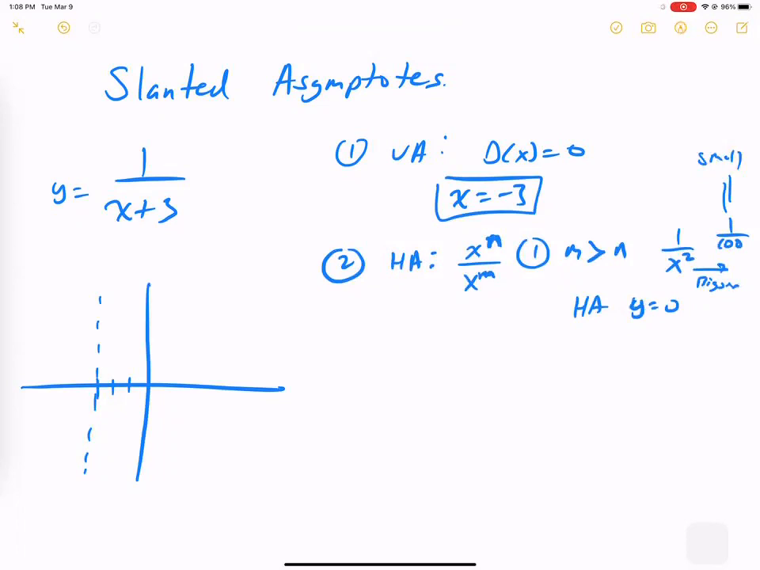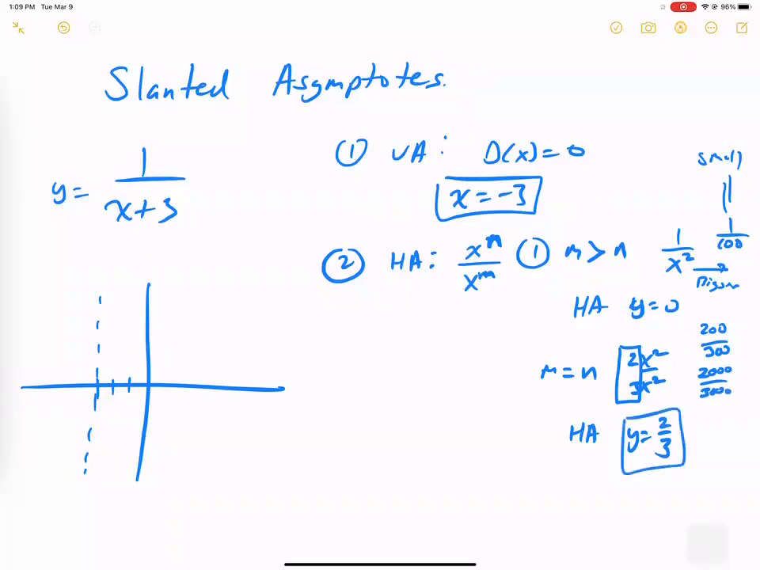What if they're exactly the same? If m is equal to n, if the exponents are exactly the same, x squared over x squared, let me stick a 2 and a 3 here. We copy the front numbers. So the horizontal asymptote here is y equals 2 over 3. Why is it? Well, as numbers get bigger, this will be 200 over 300. That's 2 over 3. 2,000 over 3,000. And as x gets bigger, it doesn't change the fact that this becomes 2 over 3.